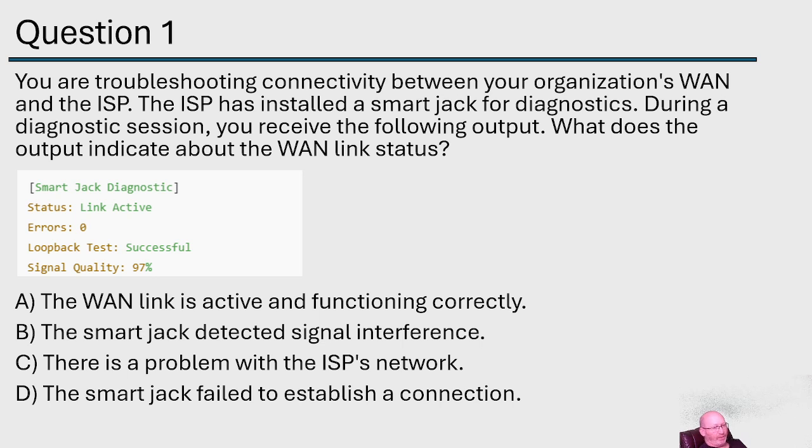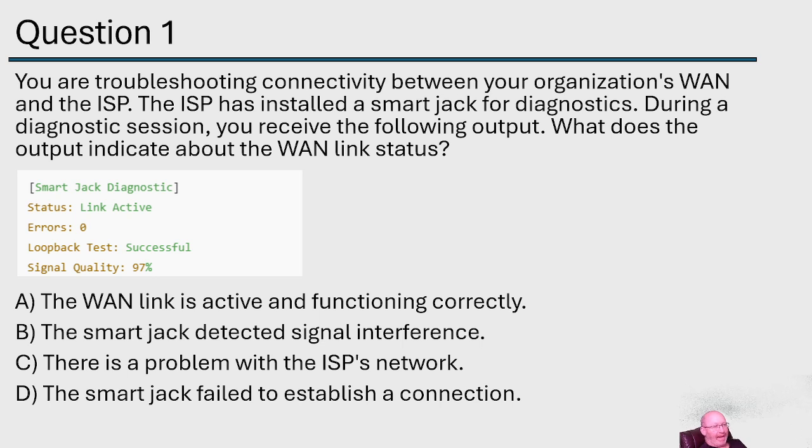And then D, the smart jack failed to establish connection. Well, obviously it has an established connection. We see the link is active. We see it's successful. We see green. The only problem is that 97%. So is it A, active and functioning correctly, or is there a possible problem with the ISP's network, given that we're at 97%, not 99 or even 100? What do you think on this one? I'm going to give you about 10 seconds, just in case you answered B or D. A and C are our two front runners. What do you think? All right.